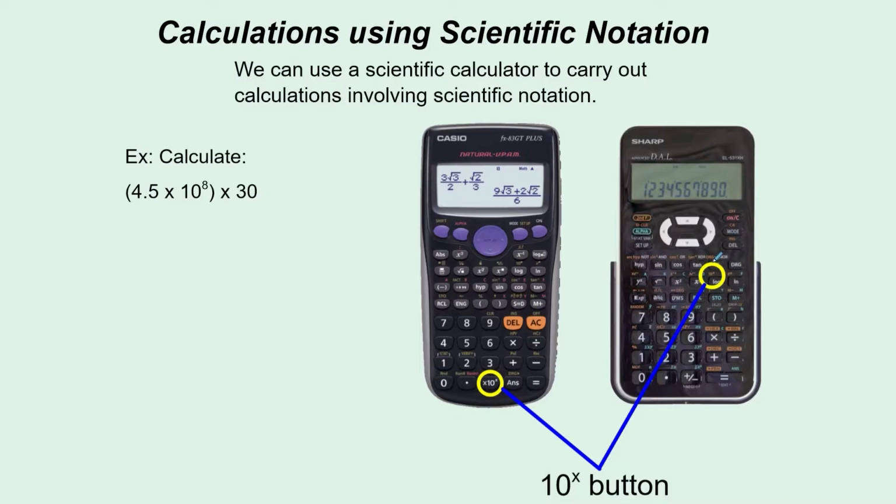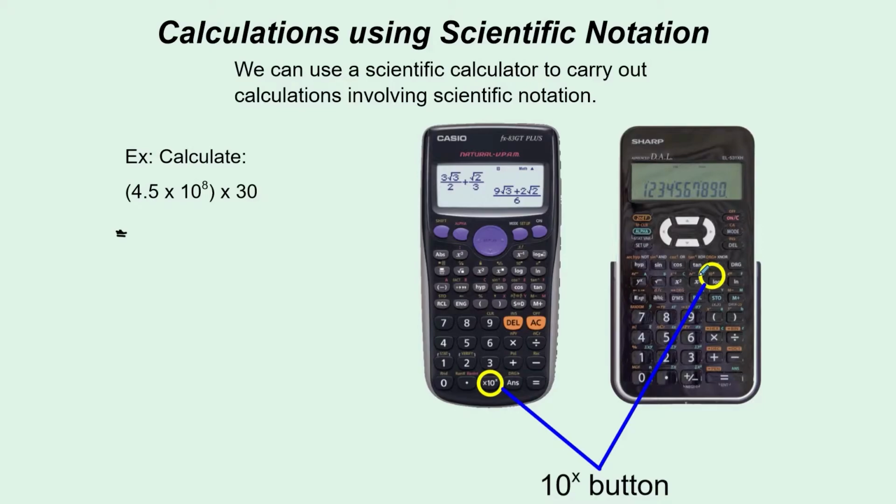You don't need the brackets. I find when you're writing it out, it helps keep the part in scientific notation all together and separate from the times 30, but you don't need them. So here we've got 4.5 times 10 to the power 8, and we're going to multiply that by 30. It's just as simple as multiplying any numbers on a calculator, as long as you know where that times 10 button is. So you type in 4.5, then you hit your times 10 to the power button, which will be in a different place depending on your calculator. Once you've got that, it should automatically bring the power, so type in 8.